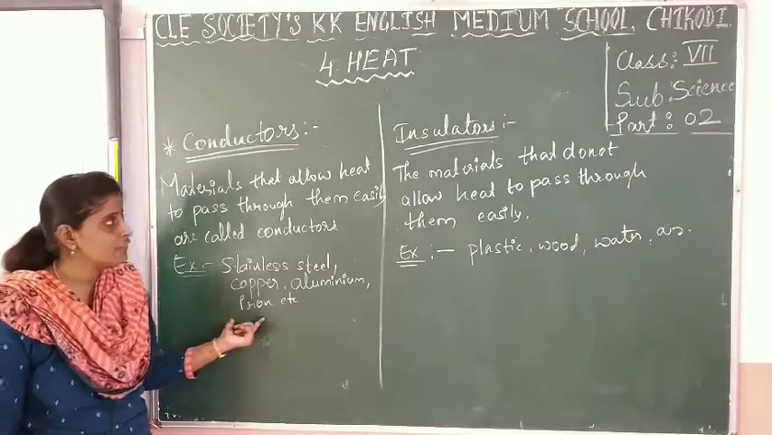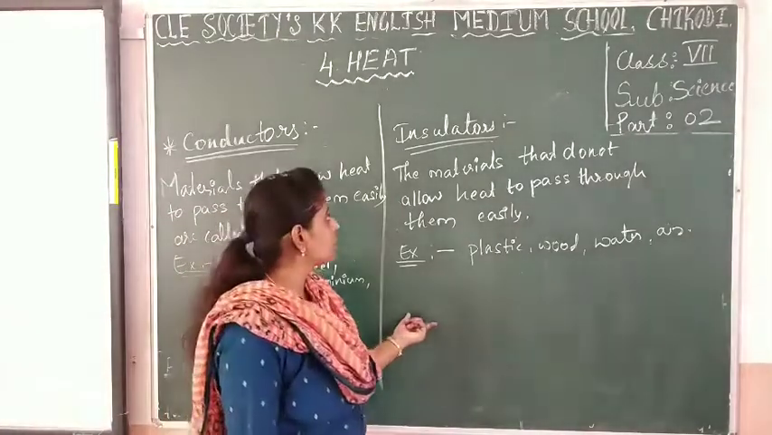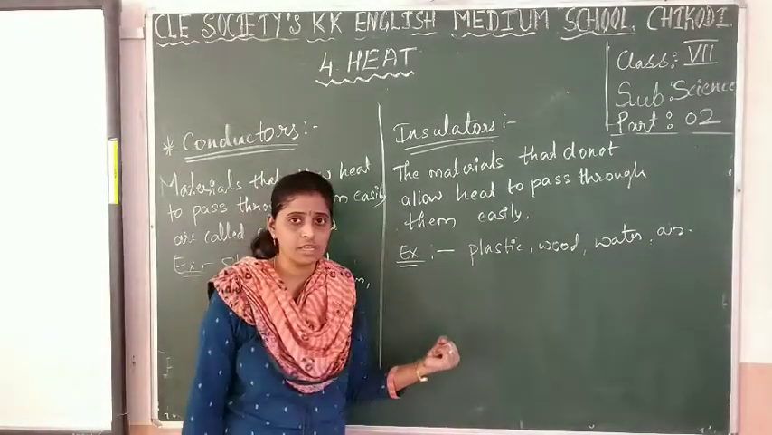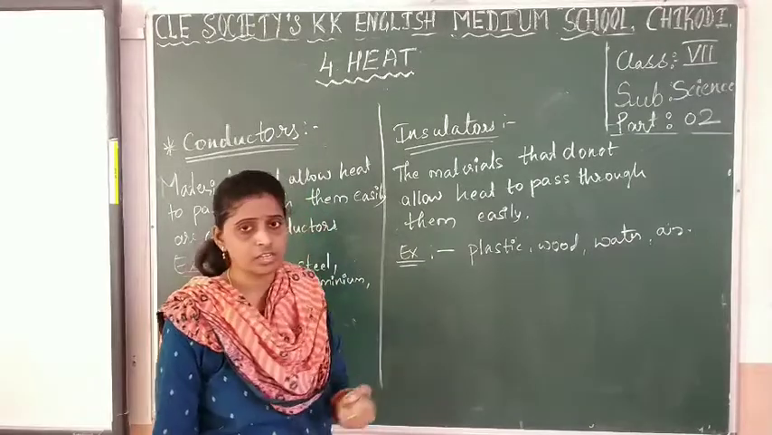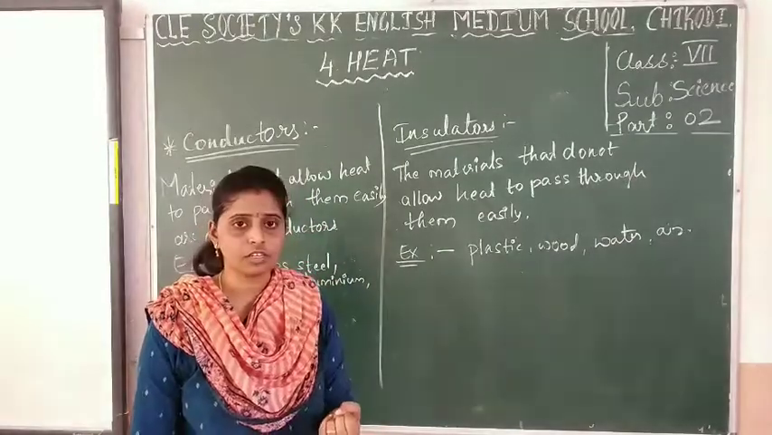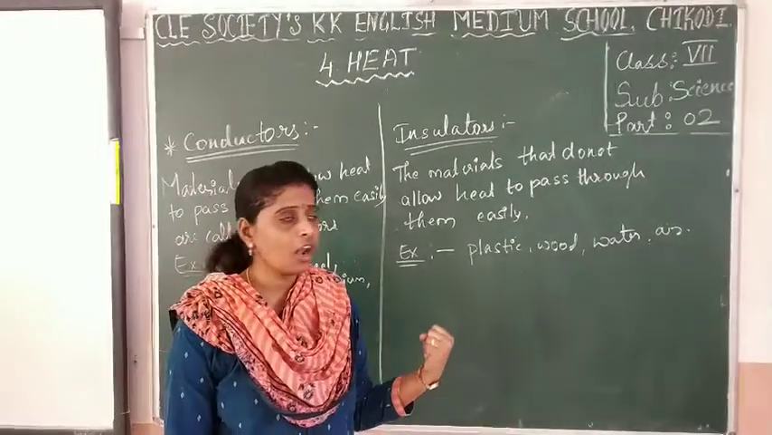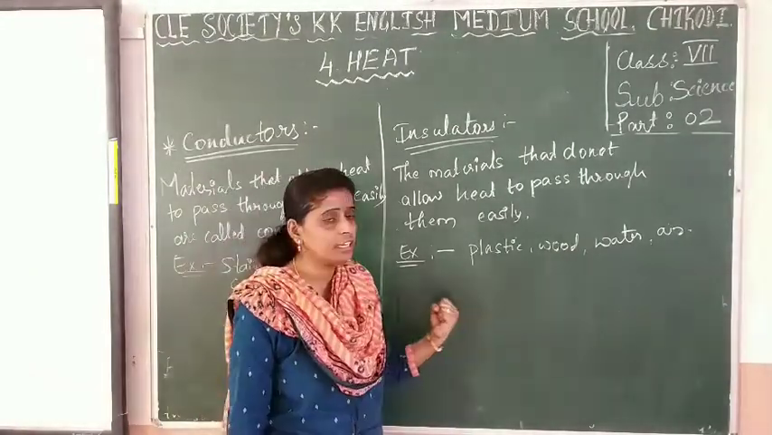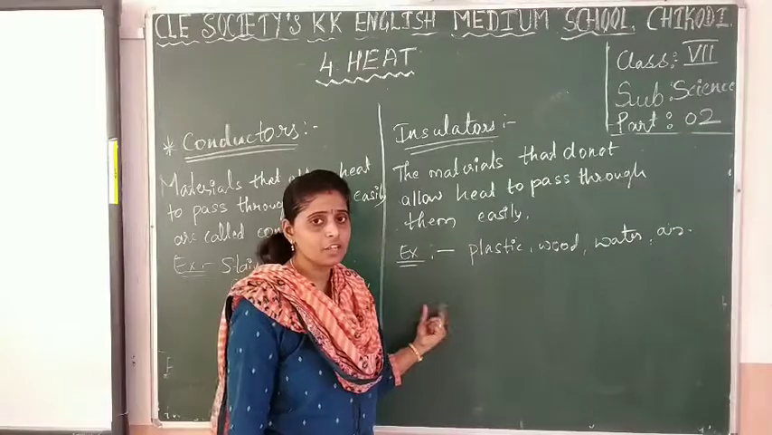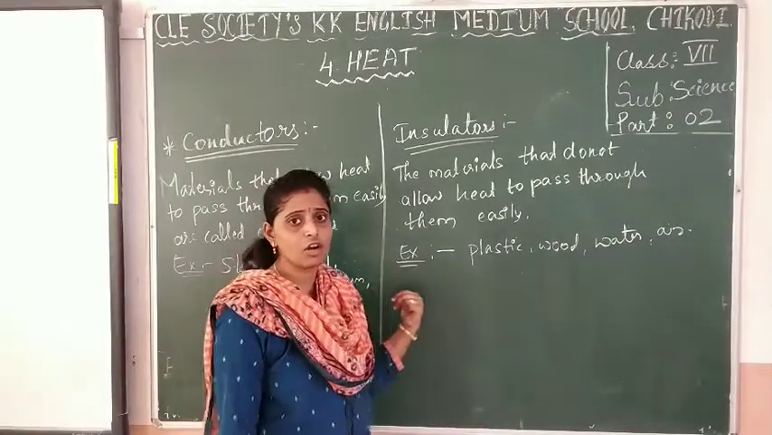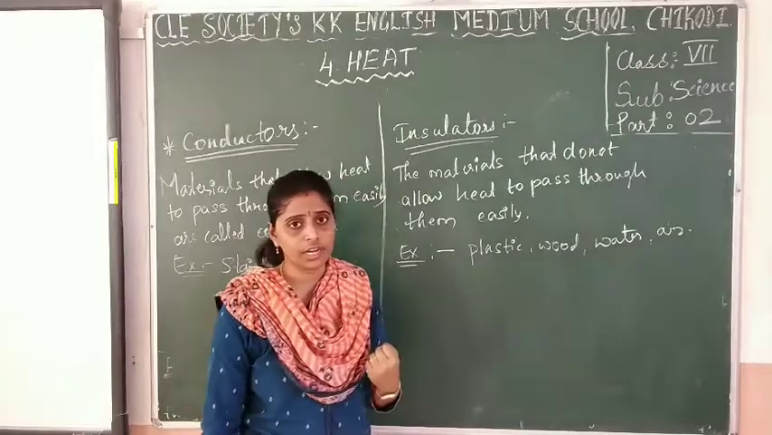But insulator materials are the materials that do not allow heat to pass through them easily, for example plastic, wood and water, and even air. They will not allow heat to pass through them. Such materials we call insulators. Materials which allow the heat are conductors, and which do not allow the heat are insulators.